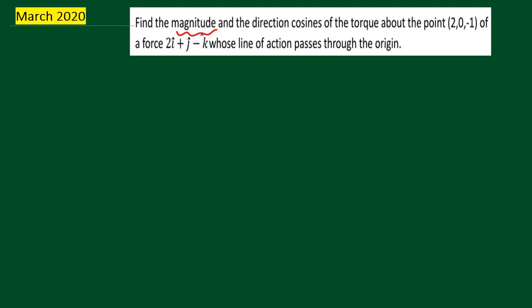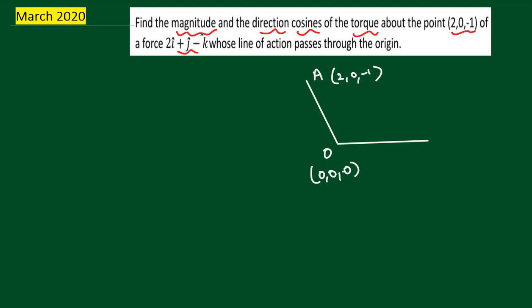Find the magnitude and direction cosines of the torque about the point A of a force whose line of action passes through the origin. The point A is (2, 0, -1) and the origin is given. Here point A is the about point. The force acts about the point, and the origin will be the through point, and therefore we can calculate the R vector.